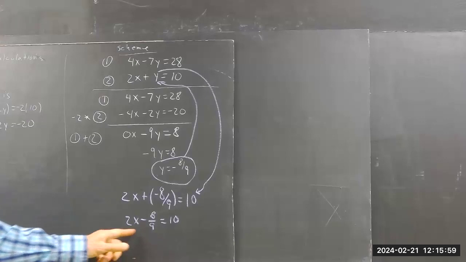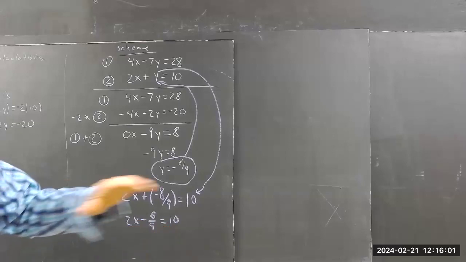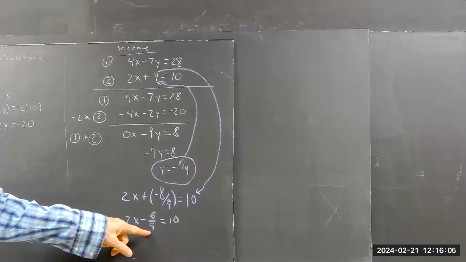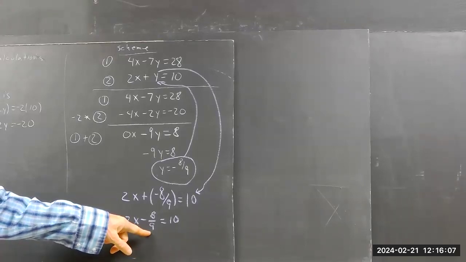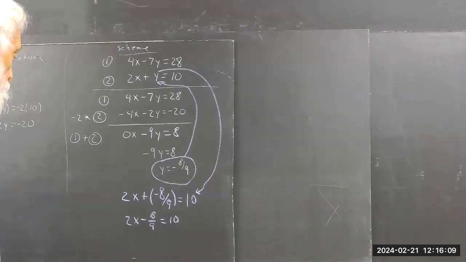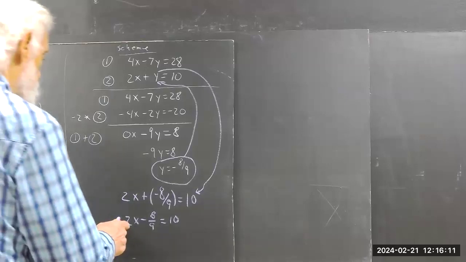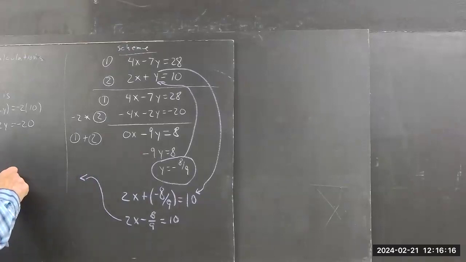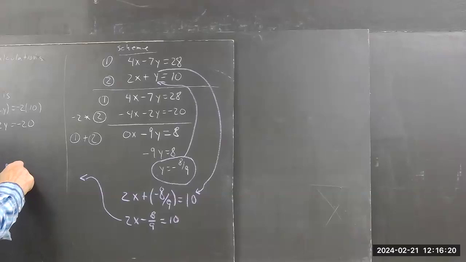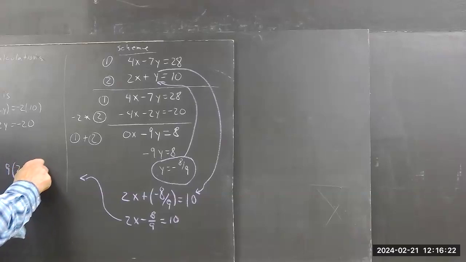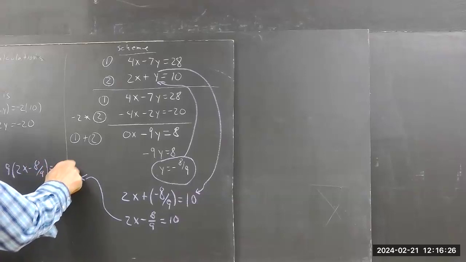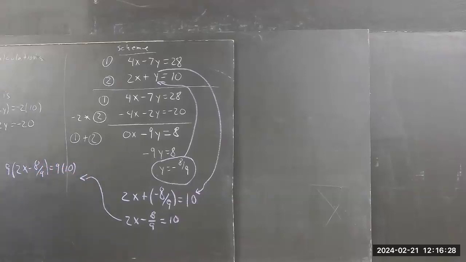If you've got denominators in an equation, multiply both sides by a common denominator. The only denominator you have is 9, so it is the common denominator. So we multiply, I'll bring this up here. So we do 9 times (2x minus 8 ninths) equals 9 times 10. Now, avoid the pitfall.